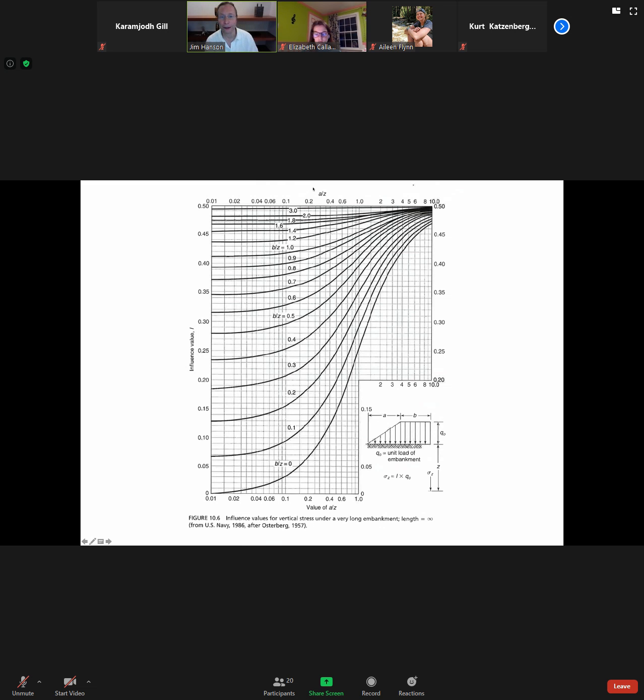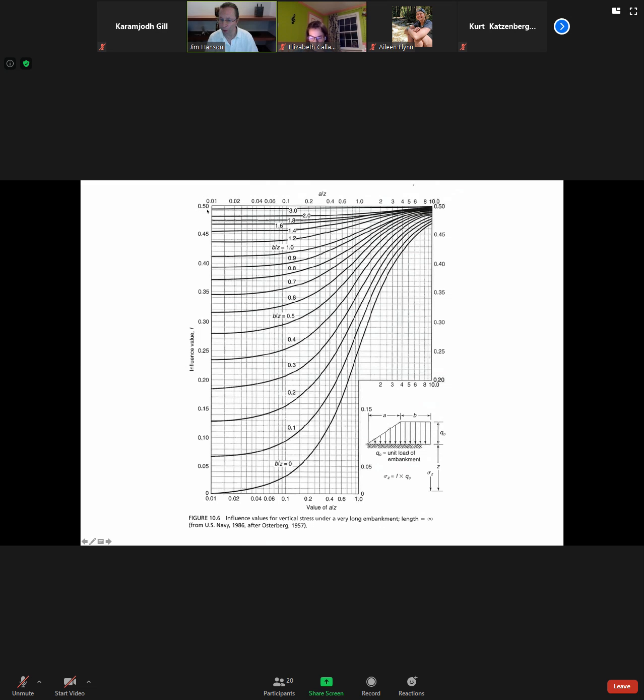And we again go through an A over Z and a B over Z, B over Z being the family of curves this time, A over Z being the log scale x-axis. And then you'll arrive at an influence value on the y-axis this time. And you'll see that that influence value maxes out at 0.5.